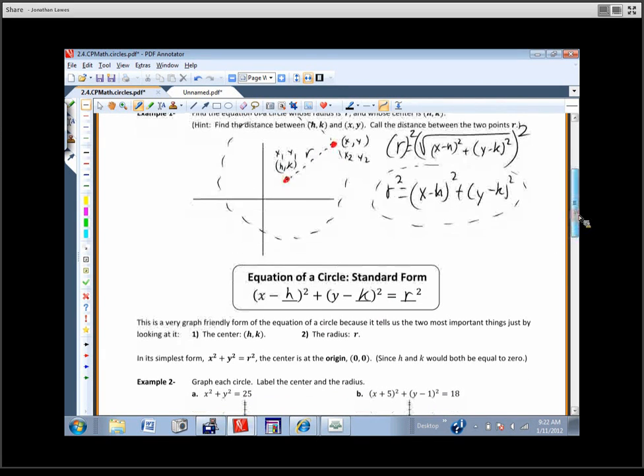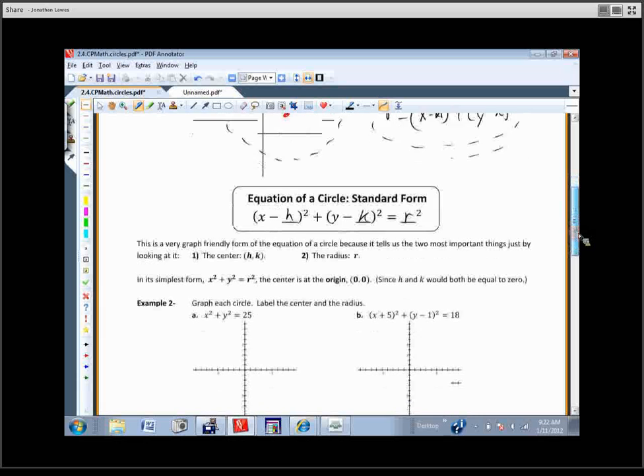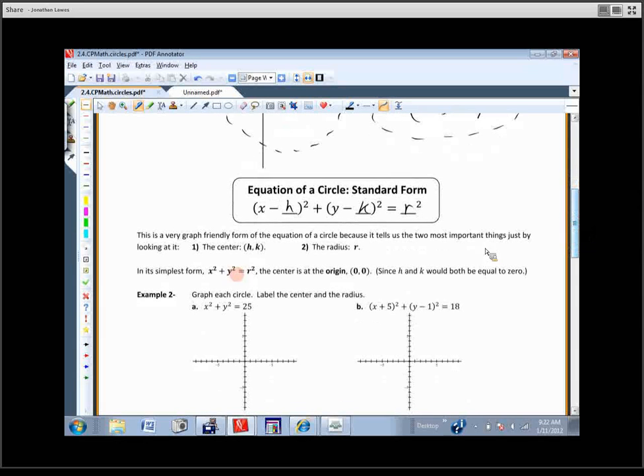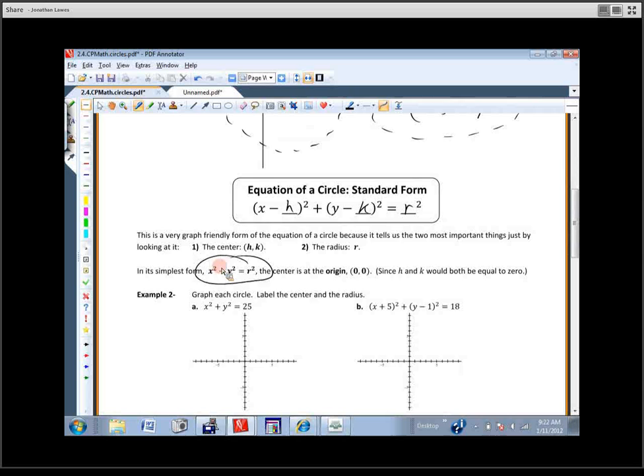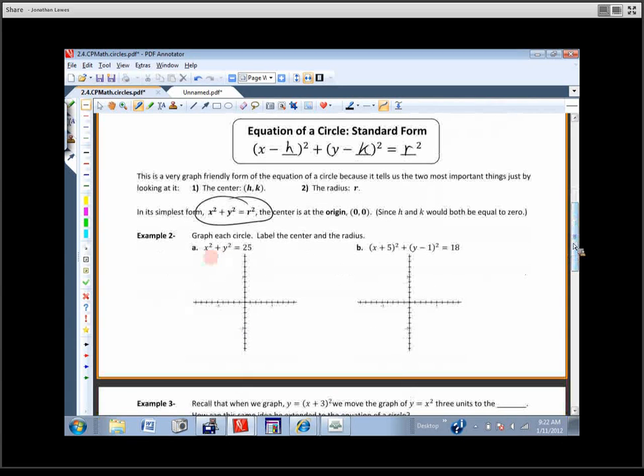The simplest type of equation for a circle is this right here. Because you didn't add anything to x, and you didn't add or subtract anything from y, that means the center is at the origin. So that's the easiest type. Let's take a look at this example right here. This is x squared plus y squared equals 25. So that means the center of this circle is at 0, 0.